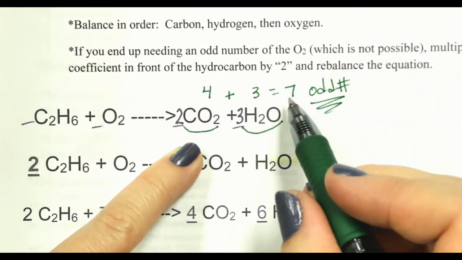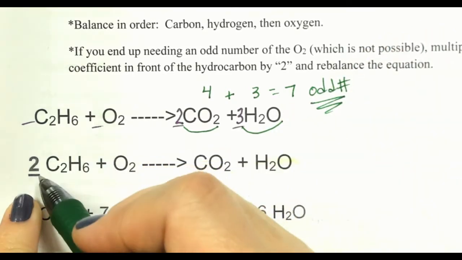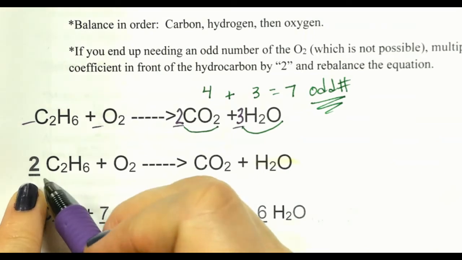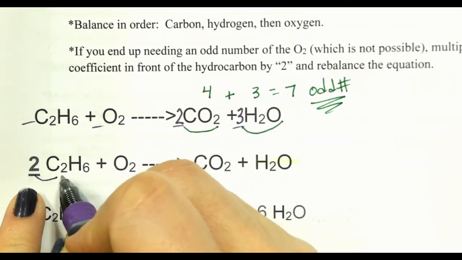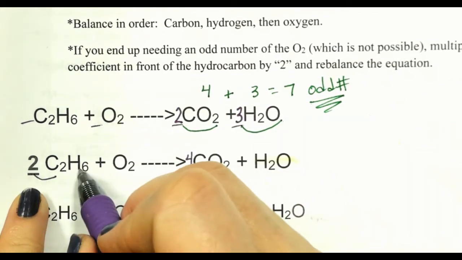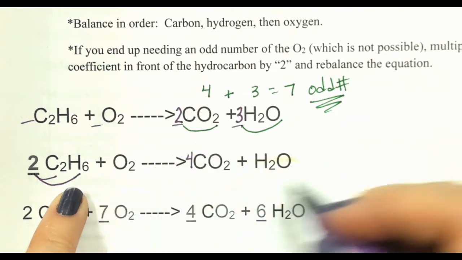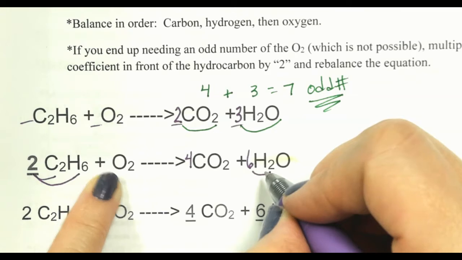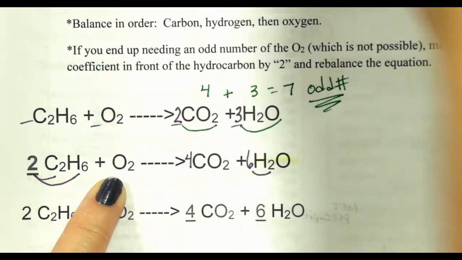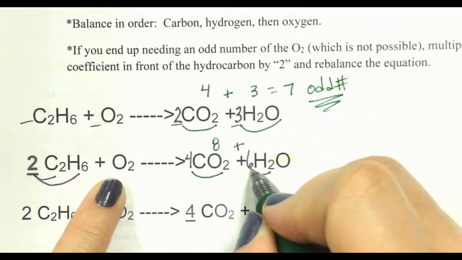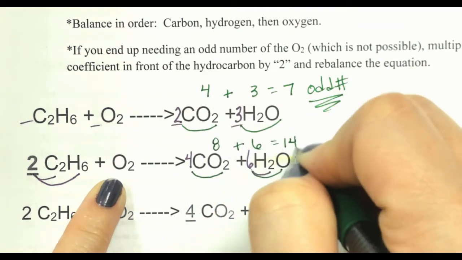So because we have this odd number, you can put a 2 in front of the entire equation and then rebalance all over again. So now that I've put this 2 in front, we're going to say 2 times 2 is 4 carbons, so I need a 4 here. And then 2 times 6 is 12 hydrogens. So over here I need a 6 because 6 times 2 will be 12 hydrogens. And now for oxygen, we have 2 on the left, and on the right you have 4 times 2 is 8 plus 6 equals 14.